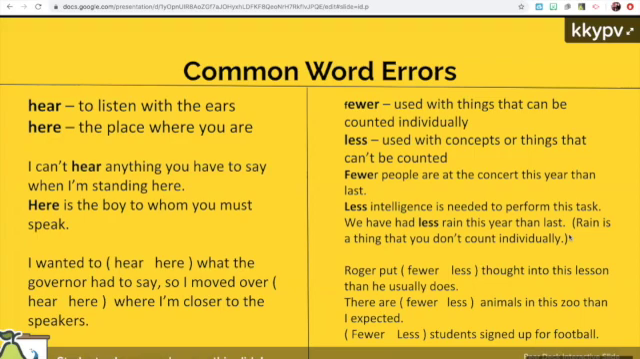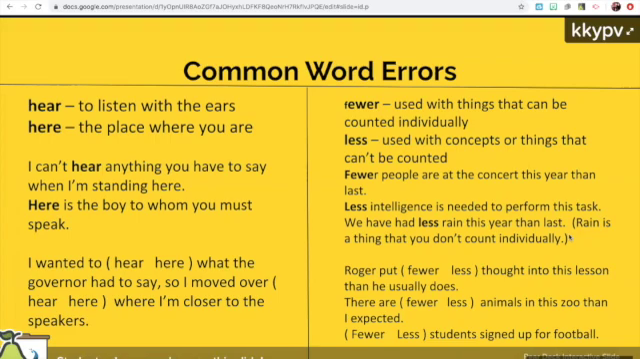Okay, the last set, now this one is one that you may not be as comfortable with or know as much. Fewer is used with things that can be counted individually. So you can use that with marbles, with jelly beans, with students, with things, okay? Less, you use that with concepts or things that can't be counted.